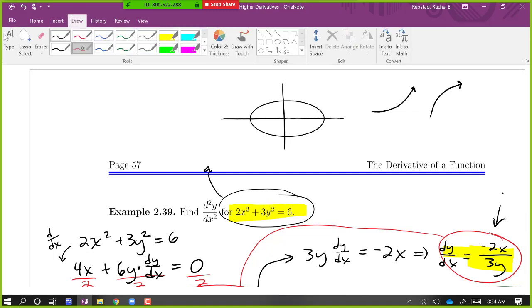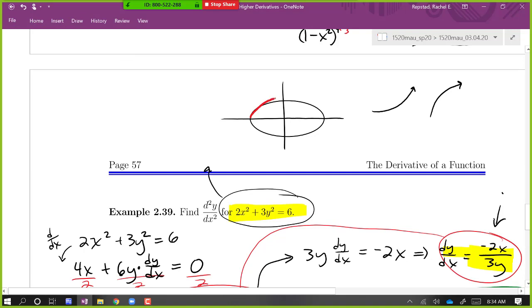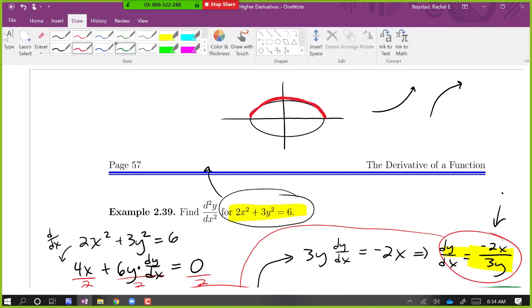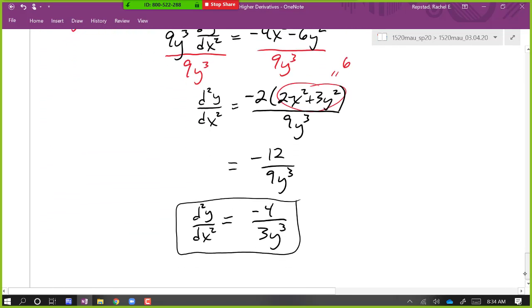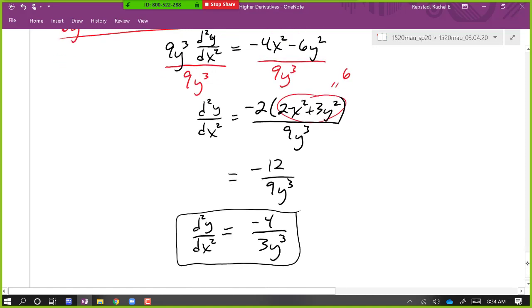And that makes sense if we think about this curve. It's obviously concave down for these values of y, and it's concave up for these values of y. So there's some graphical interpretation or context for why it makes sense that the value of the second derivative depends only on the y-coordinate. We're going to do a lot more with graphing and concavity in the next chapter. Are there questions on this example?